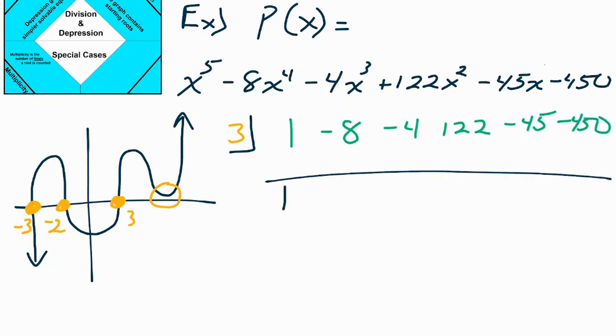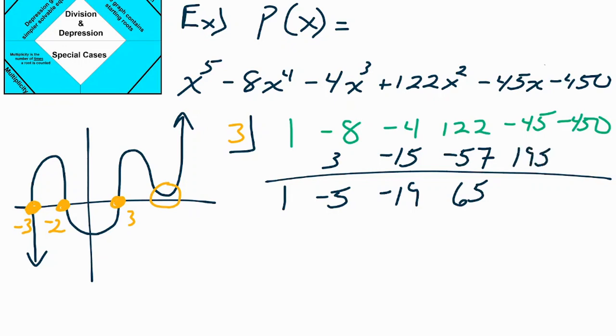The process begins. Bring down the 1, multiply here to get 3, add these to get -5. The process continues. Multiply to get -15, add to be -19, multiply to be -57, add those to be 65, multiply those to be 195, and add to be 150 so that you can multiply one more time to be positive 450.